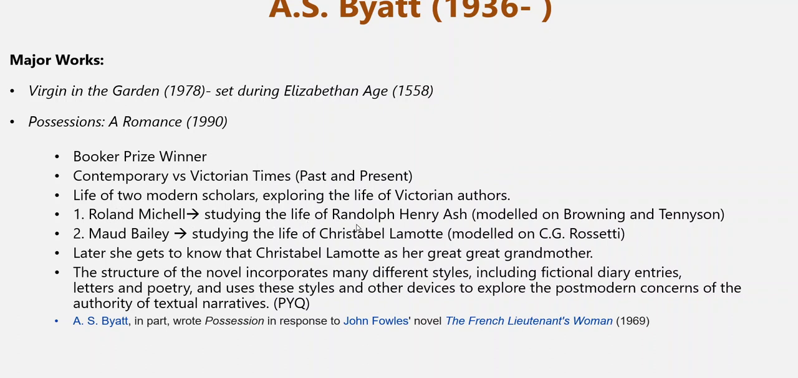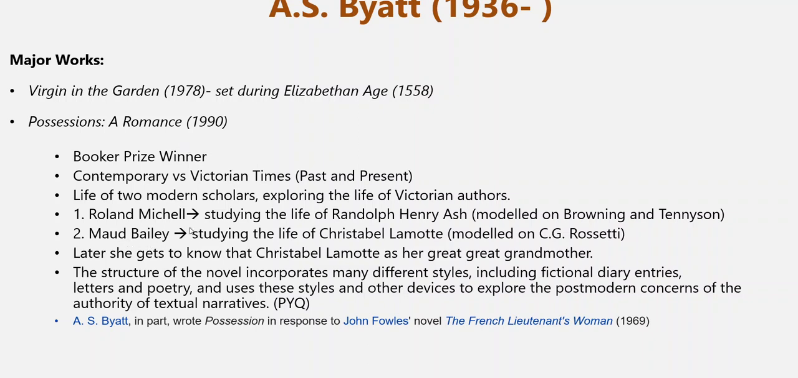Okay. So Roland Mitchell is studying the life of Randolph Henry Ash. Randolph Henry Ash is an author from Victorian time. Okay, so he is researching on whom? Randolph Henry Ash. And this Randolph Henry Ash is said to be modeled on Browning or Tennyson. Either Browning or Tennyson. Understood? Then we have Maud Bailey. She is the lady.